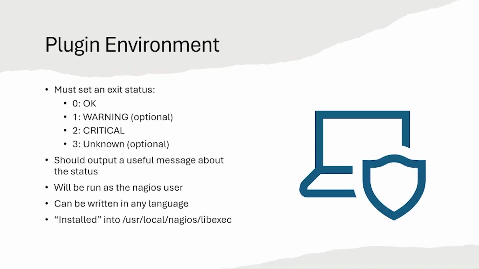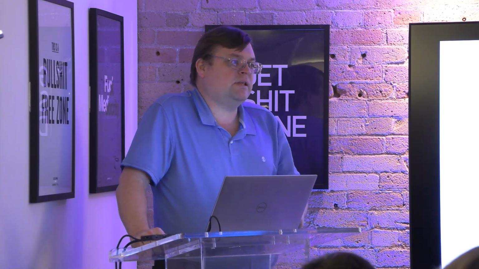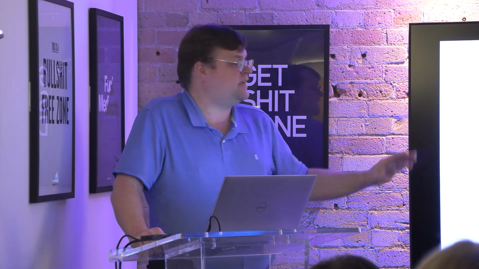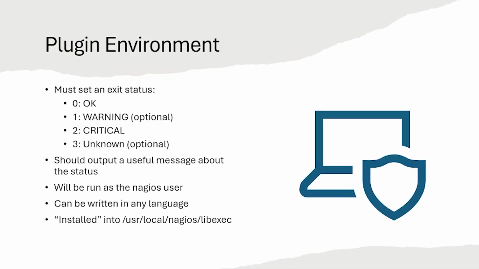Secondly, they should also output a useful message about the status. Just showing the response code, the exit code, is useful, but why did we get that code? In the case of an OK, great, your CPU usage was 10%. You'll see that. If you set your warning threshold to 75%, you want to see the source of the data that generated that status.